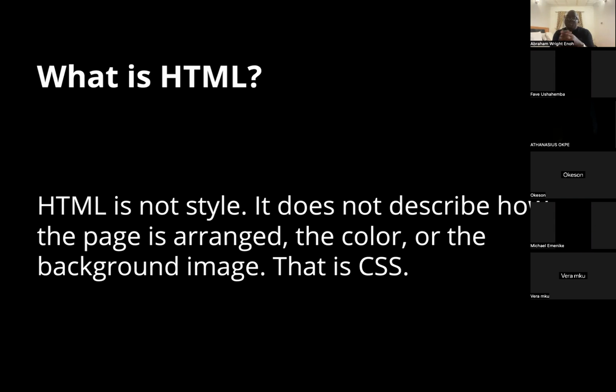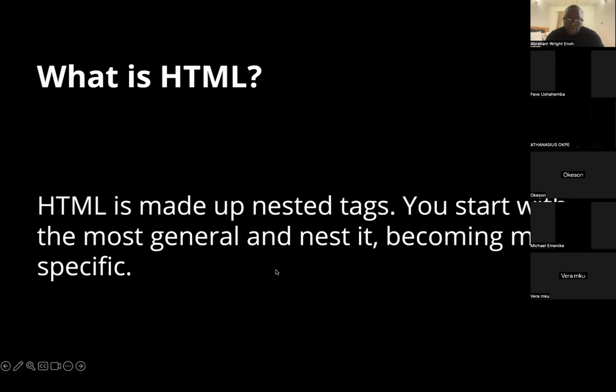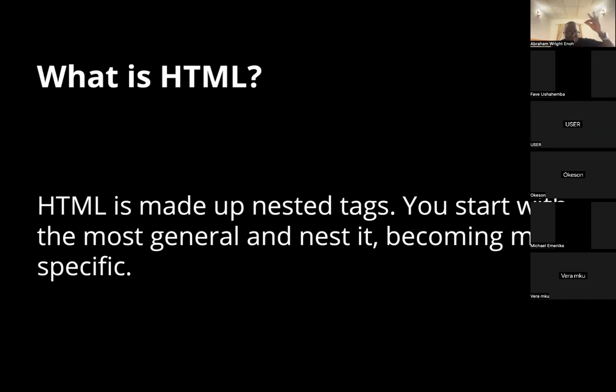Talking about anything beautiful is never close to HTML. That is found in the CSS. And know very well that CSS is rule-based. All right, so HTML is made up of nested tags. Start with the most general and nest it, becoming more and more specific. What we mean here is, it starts with a doc type. It will declare the doc type, right?